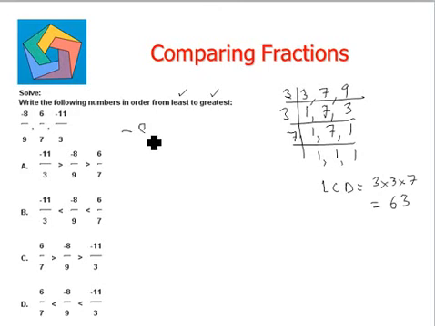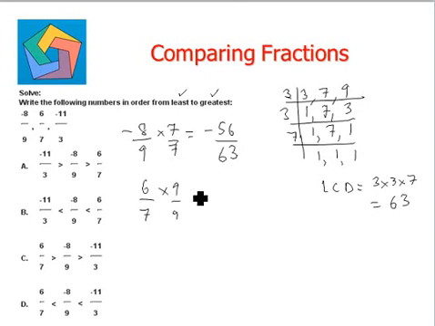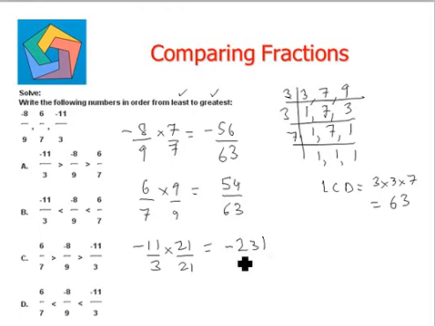So let's try the equivalence. Negative 8 ninths. This would be multiplied by 7 to get 63 in the denominator. This is negative 56 over 63. The next is 6 sevenths. This has to be multiplied by 9. This is 54 over 63. And then finally we have negative 11 thirds. This would be multiplied by 21 to get 63 in the denominator. Negative 11 times 21 is 231 with a negative sign, divided by 63.